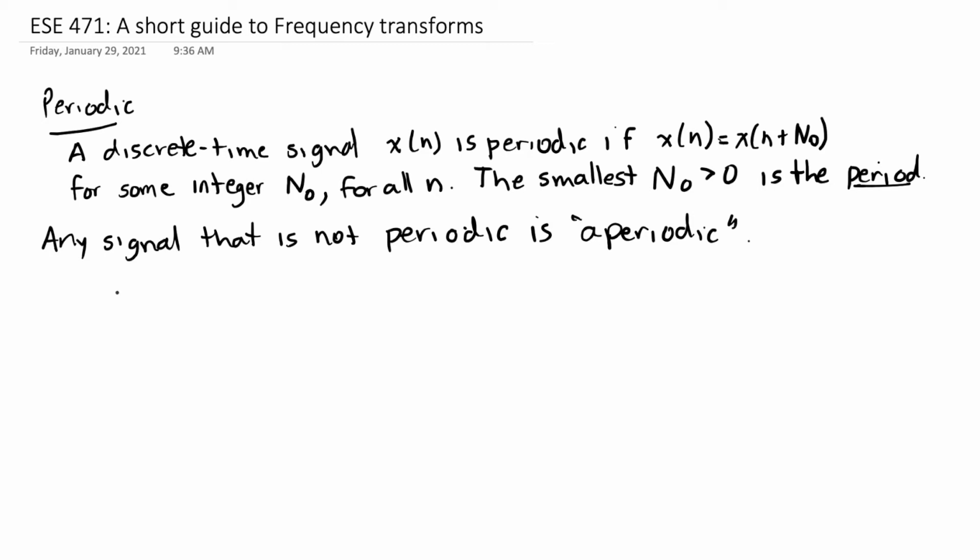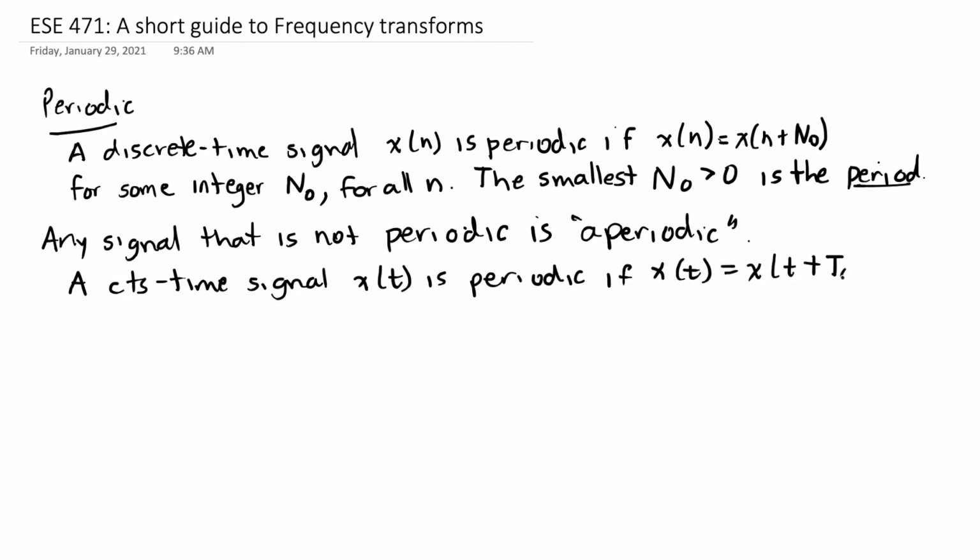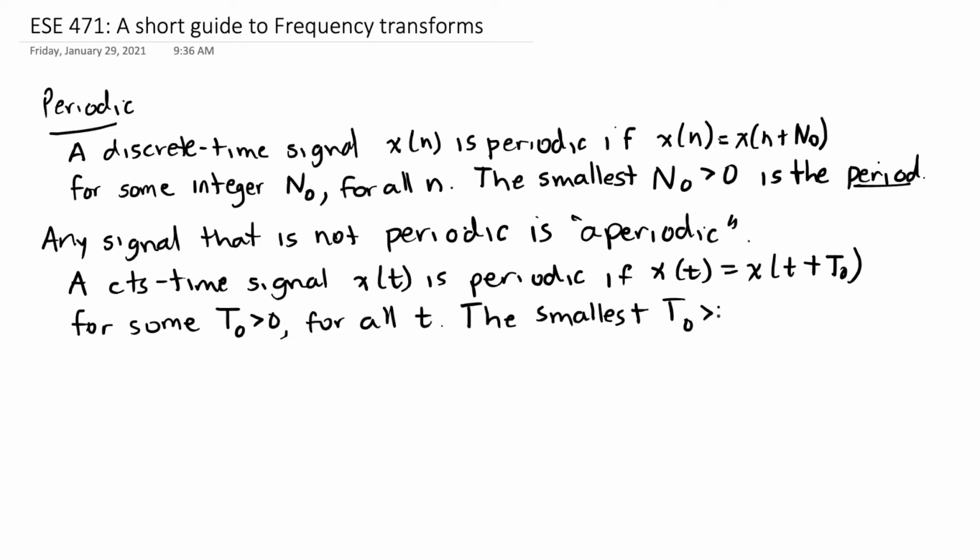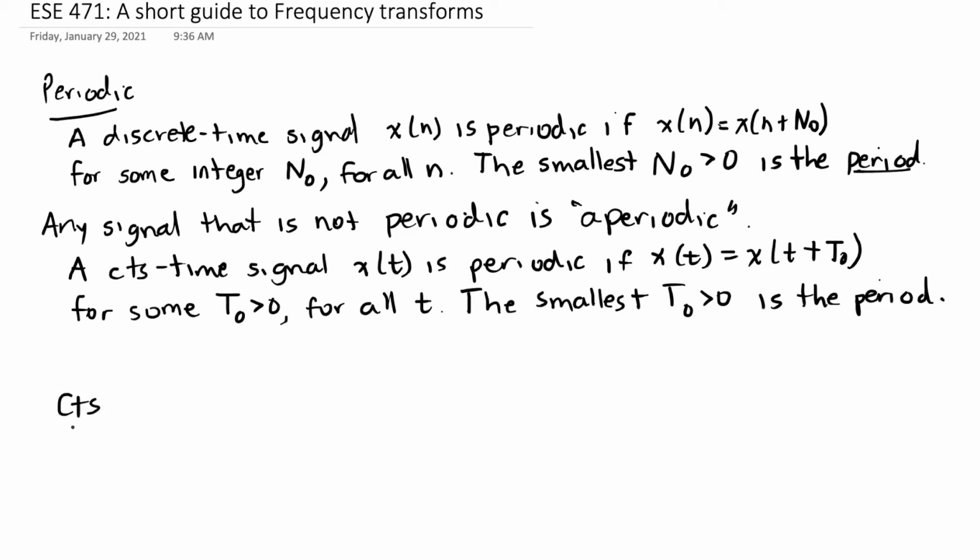Okay, and the same would apply for continuous time. So a continuous time signal x of t is periodic if x of t is equal to x of t plus capital T0, for some capital T0 greater than 0, for all t. The smallest such T0 greater than 0 is the period. Okay, so we've defined periodic for continuous time and discrete time.